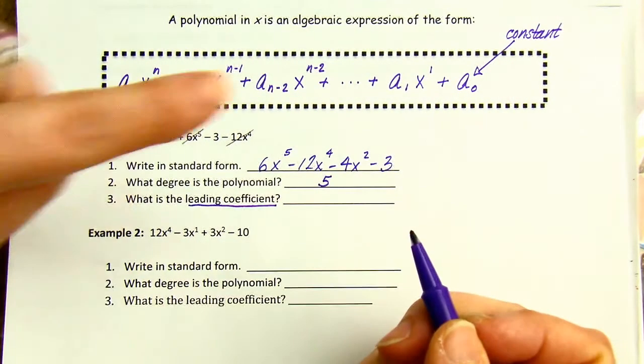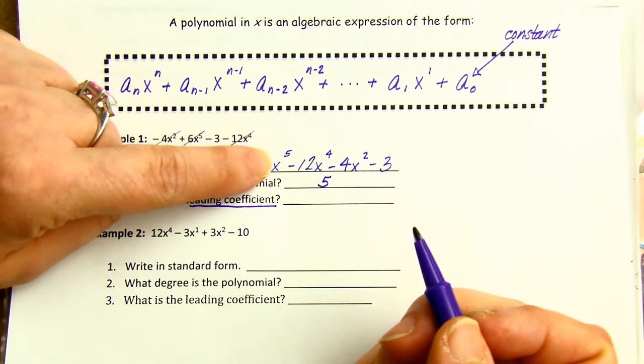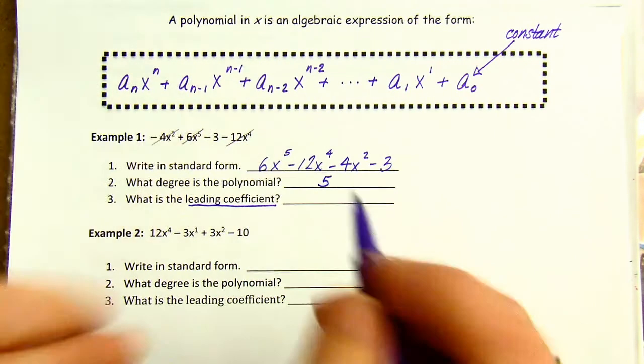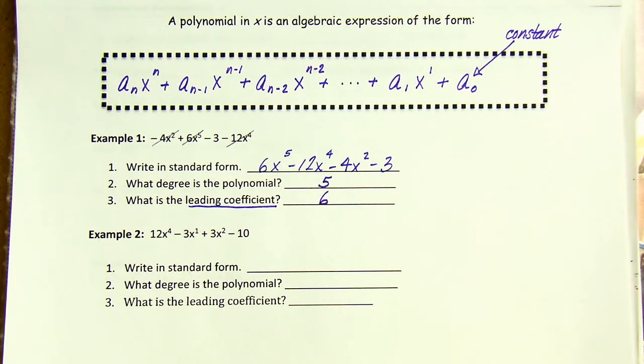Well, that would be the thing that's in the very front. If there's no number there, then we know that that would be a 1. But there is a number there, a 6. So the degree is 5, but the leading coefficient is 6. All right, why don't you pause the video and try the second one on your own. See what you can do with that.